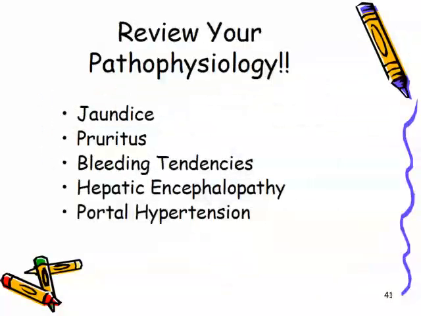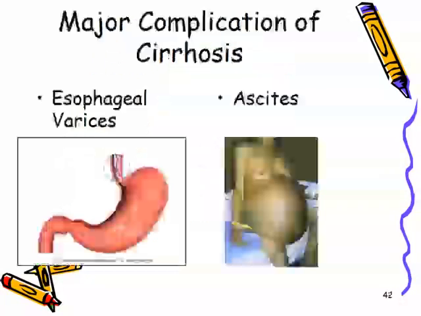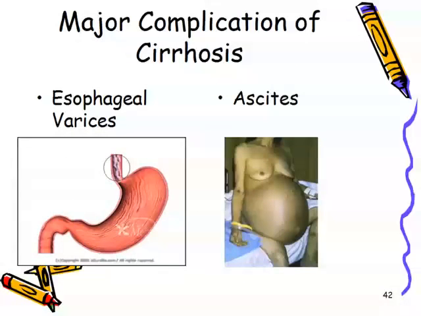So just to review the patho, remember the common signs and symptoms and manifestations that patient will present with are jaundice, pruritus, which is that itching, bleeding tendencies, hepatic encephalopathy, and portal hypertension. And please review your patho in your book, why these things happen, and also the signs and symptoms that patients will have. One complication we mentioned is the esophageal varices. Varices are enlarged, thin-walled veins, and what happens with this is that patient can actually start to bleed out.